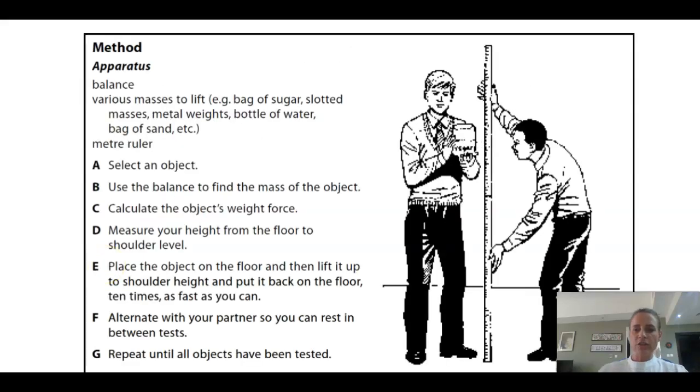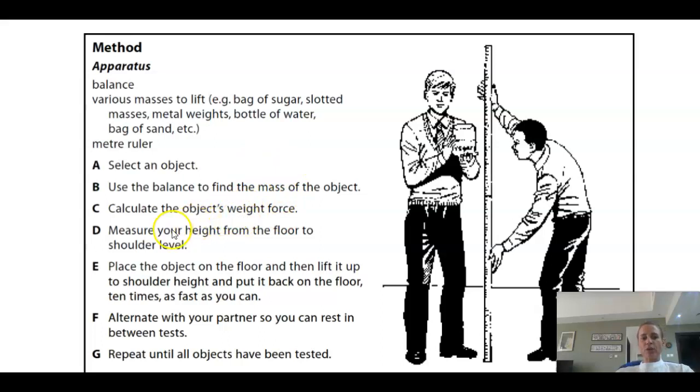Okay, now on to your bit of practical activity. You are going to firstly select an object. You are going to use a balance to measure its mass. Then you are going to calculate the object's weight force. Remembering we have done this equation before, weight equals mass times gravity. W equals mg. So you should know the force of gravity on Earth so you can calculate the weight.